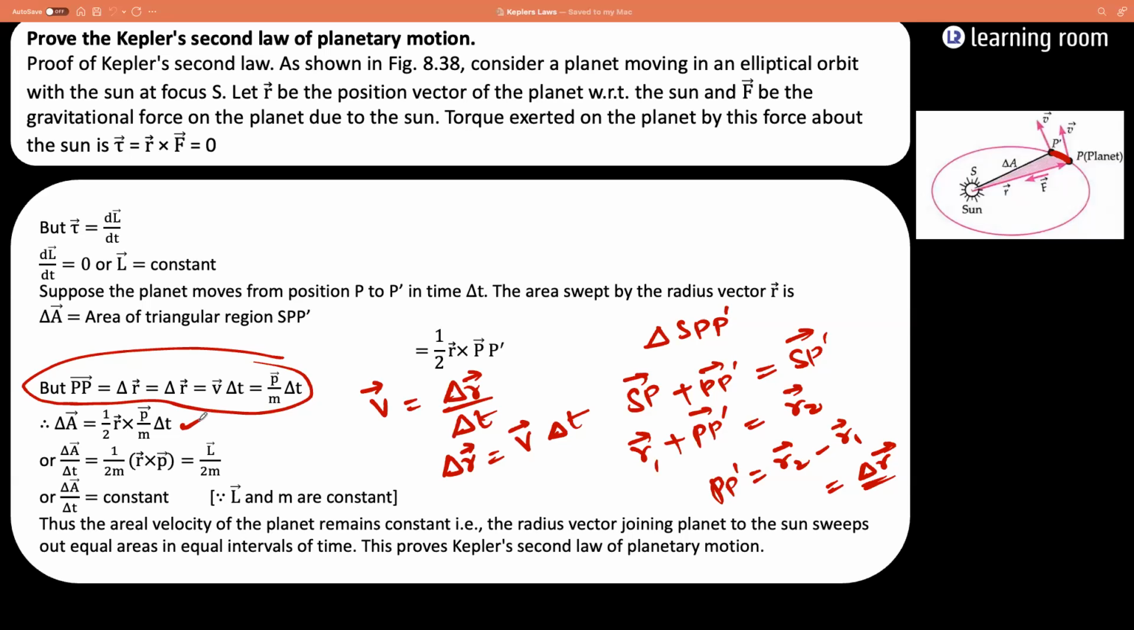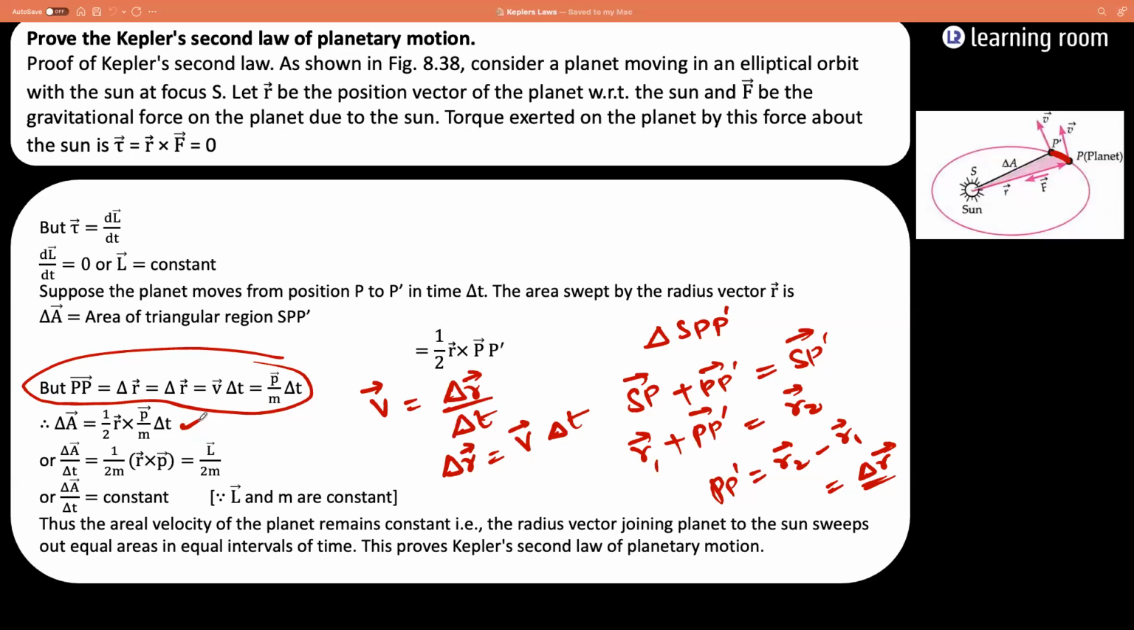When we do that, what are we going to get? Delta A vector will be equal to half into R vector cross P vector by M into delta T. I take the delta T to the other side. Then delta A vector divided by delta T is equal to 1 divided by 2M, because that's a scalar quantity. So 1 divided by 2M into R vector cross P vector comes. So what is R vector cross P vector? It is angular momentum, right? So L vector divided by 2M, where M is the mass of the planet. Am I clear to this point?